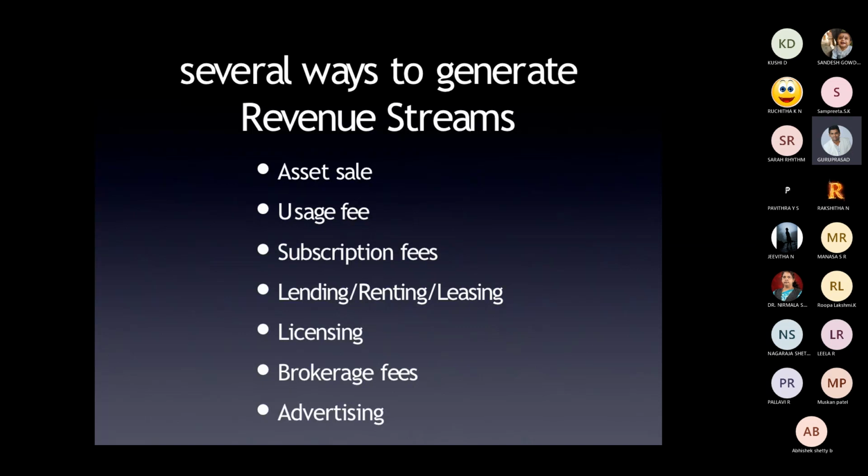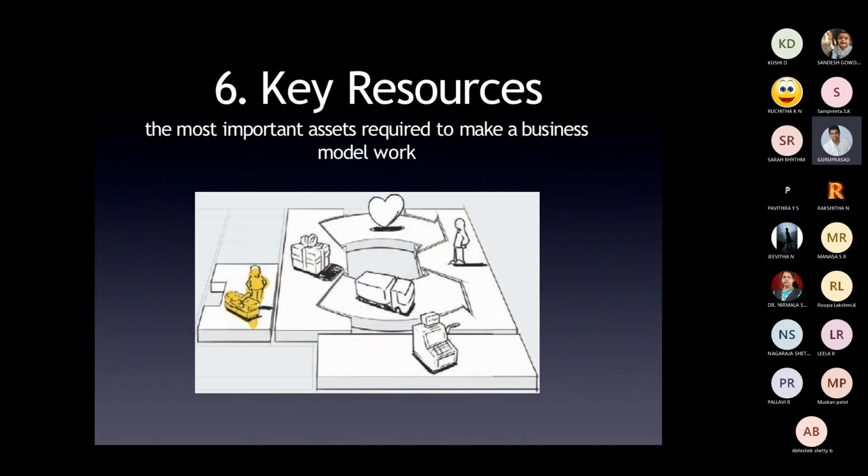brokerage fees, advertising. Next, the building block is key resources. What is a key resource actually? The most important assets required to make the business model work. These resources allow an enterprise to create and offer a value proposition, reach markets, maintain relationships with customer segments and earn revenues. Key resources can be physical, financial, intellectual, anything.